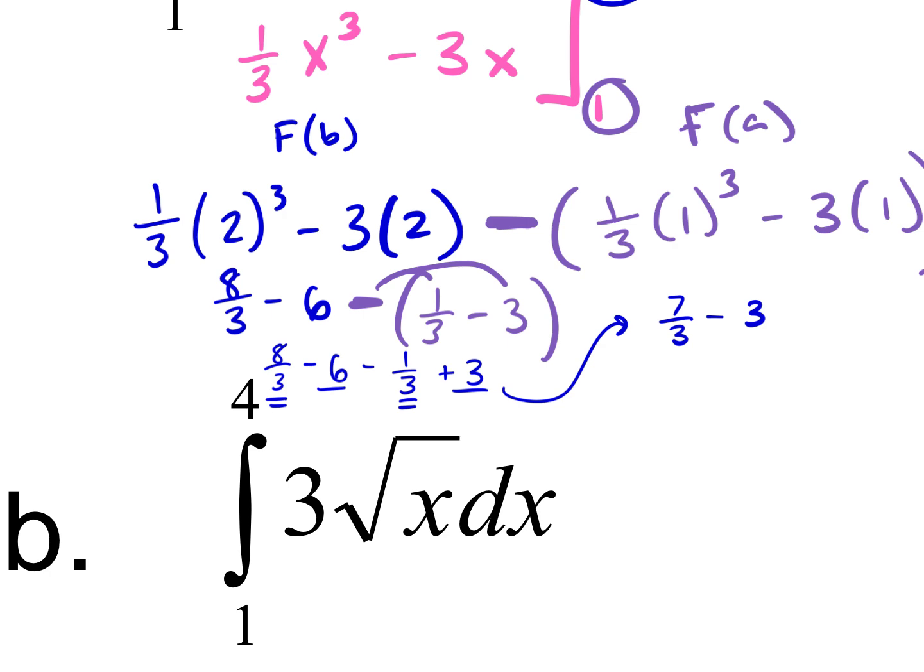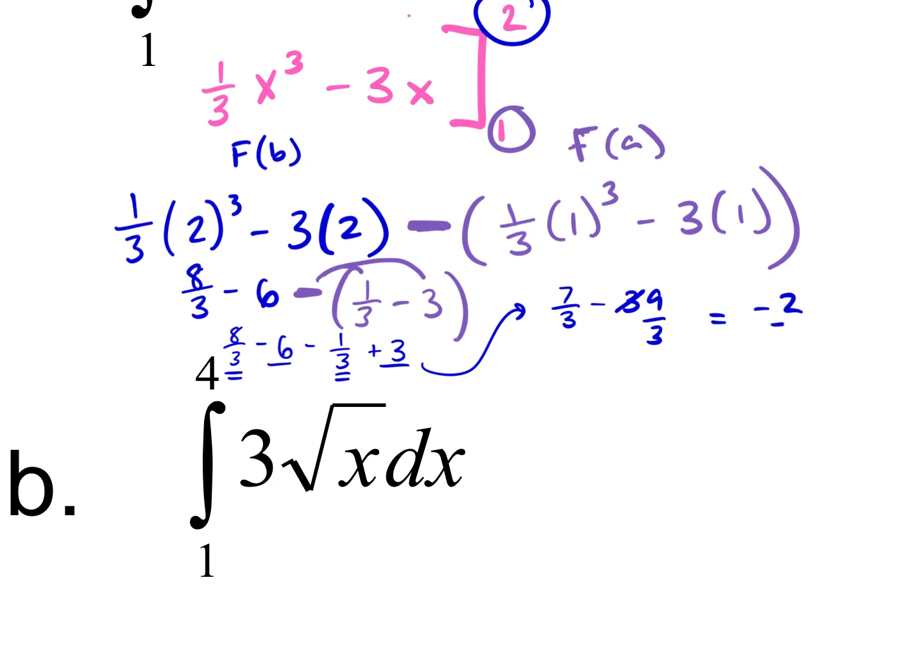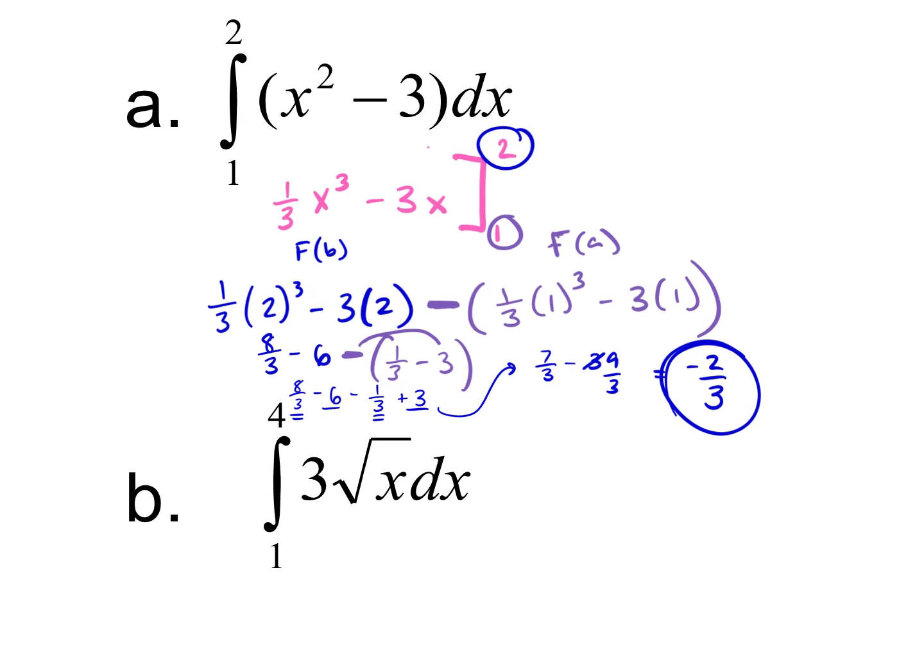And then I just need a common denominator, so I can make this 9/3. 7 minus 9 would be -2/3. So this would be our answer. Now, if this question asked me for the area under the curve of x squared minus 3 from 1 to 2, my area would be negative 2/3. So this is a shortcut for finding our area under the curve as well. Any questions here?